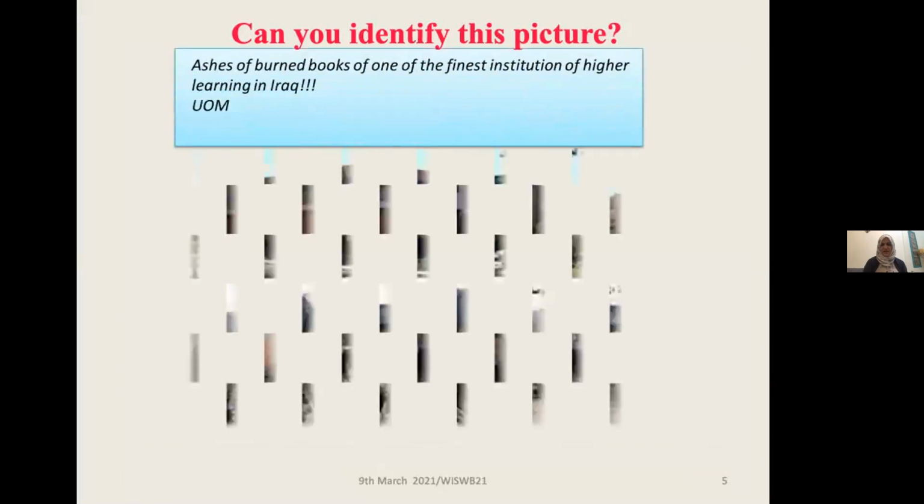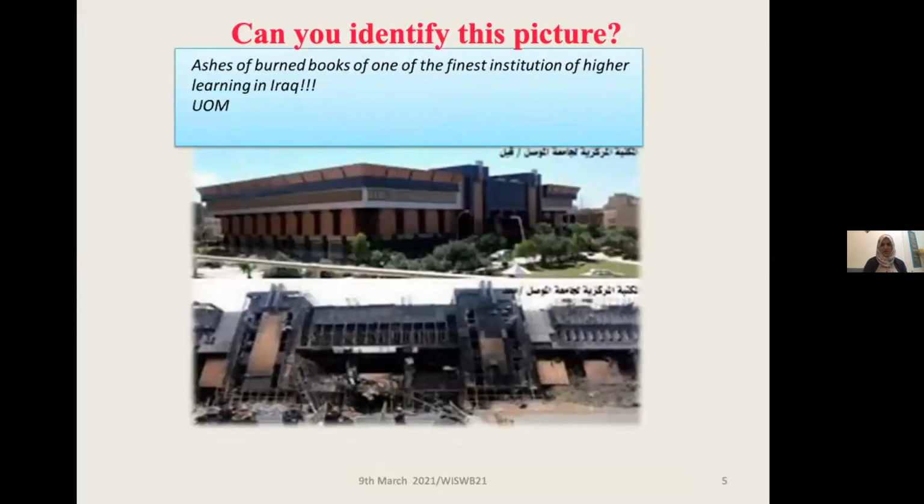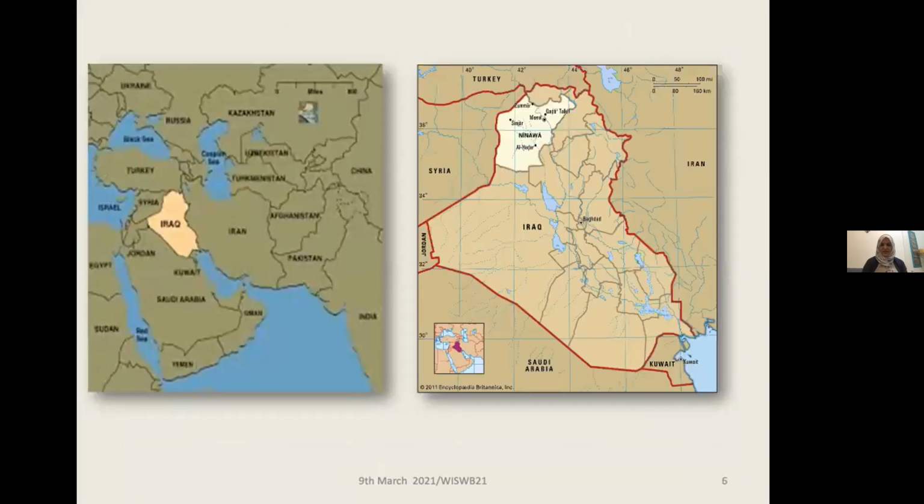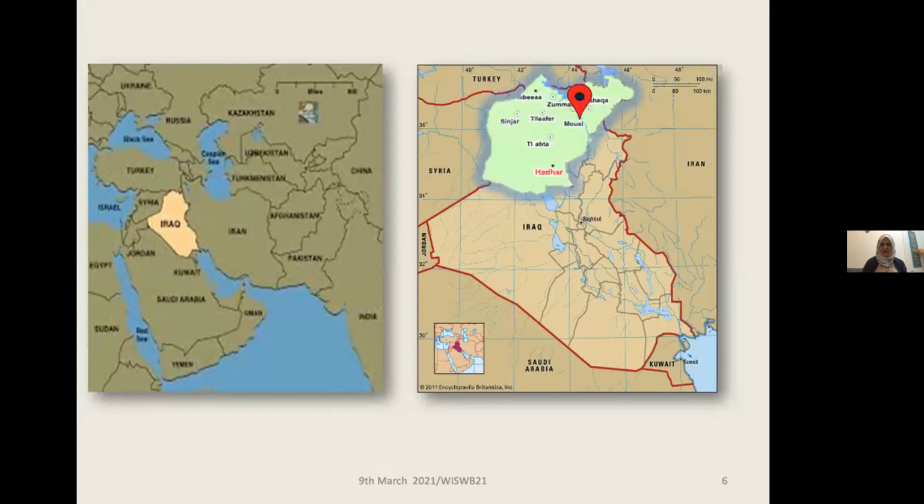Actually, this is the ash of burned books of one of the finest institutions of higher learning in Iraq. It was the University of Mosul. If some of you have no idea about the location of Mosul, and specifically the University of Mosul, it lies in the northwest of Iraq. And this was the location of the University of Mosul.